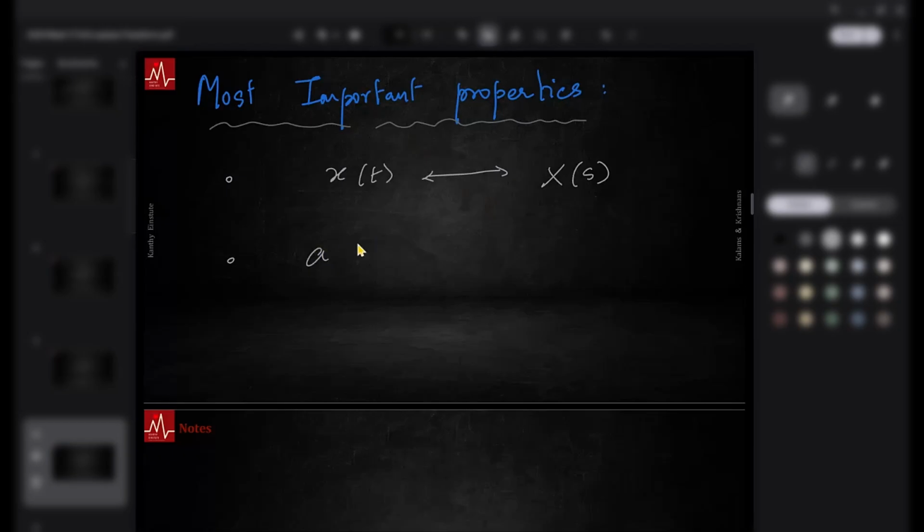If you multiply this function by a constant, what does it transform to? The function is multiplied by a constant. What happens to the transform? A is a constant.